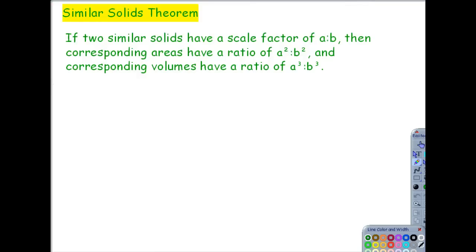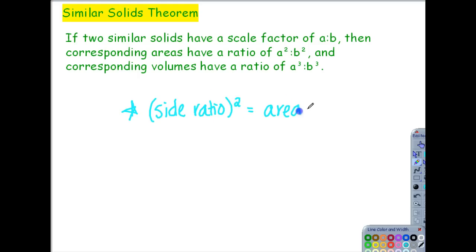Okay, so we have the similar solids theorem. And it says if two similar solids have a scale factor of A to B, then corresponding areas have a ratio of A squared to B squared, and corresponding volumes have a ratio of A cubed to B cubed. Okay. So basically, what it's saying here is that our scale factor and our side ratio are equal. So if I take my side ratio, which is usually the pieces that they're going to give us, I can just square it to get my area ratio.